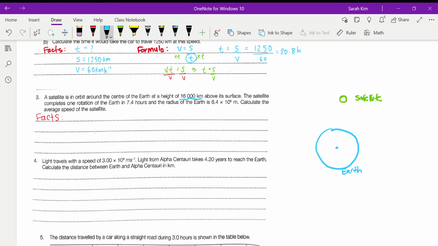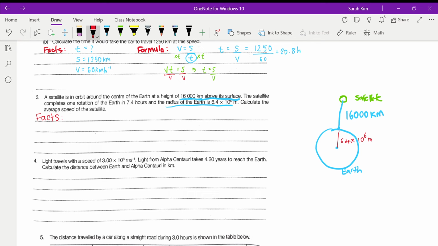Let's have a look. Height of 16,000 kilometers above the surface of the Earth. So that means from the surface of the Earth to the satellite is 16,000 kilometers. Here's another fact: the radius of the Earth is 6.4 times 10 to the power of 6. I'll do it with a different colour pen so you can see. From here to here is 6.4 times 10 to the power of 6 meters.